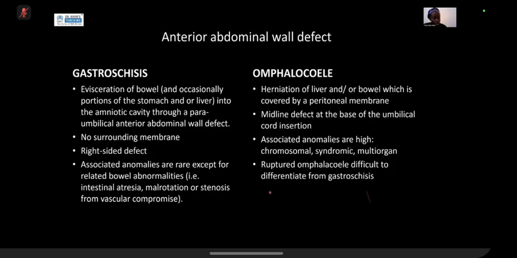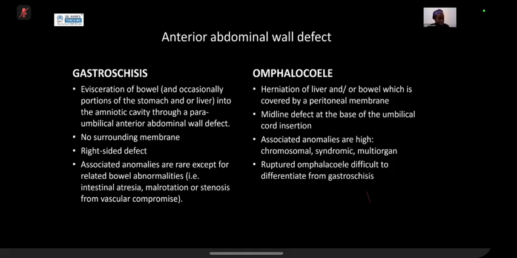So gastroschisis normally affects the bowel, and it's rarer to have the stomach and the bowel and the liver also herniated through, unlike an omphalocele where you often get herniation of the liver primarily with or without bowel. So the gastroschisis herniates into the amniotic cavity because there's a defect in the paraumbilical region of the abdominal wall. And the difference between that and an omphalocele is where the defect is.